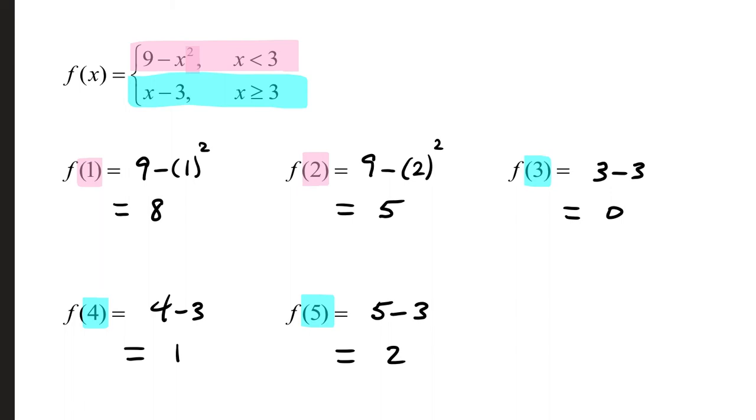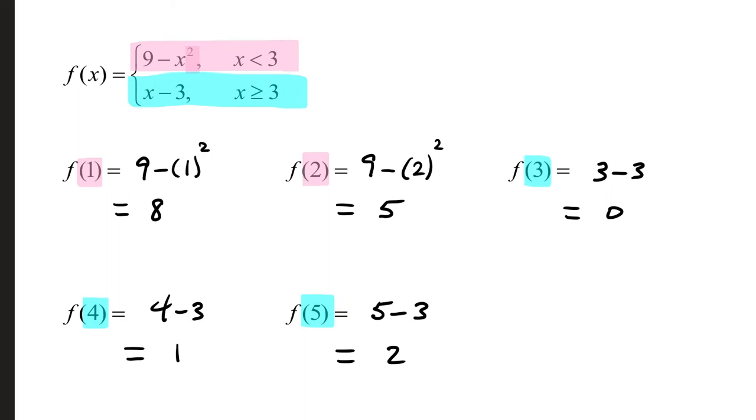Continuing with a piecewise function, we have a two-piece function defined as 9 minus x squared for x less than 3, x minus 3 when x is greater than or equal to 3. We have a series of function values we're asked to evaluate, starting with f of 1, and we go all the way through f of 5. The top piece is used for any values of x less than 3, so these first two function values, we're going to use the top piece, and then once we get to 3 and any value of x larger, we switch over to the second piece.